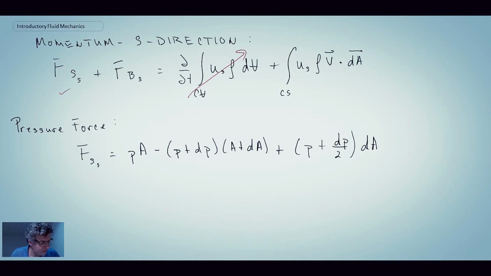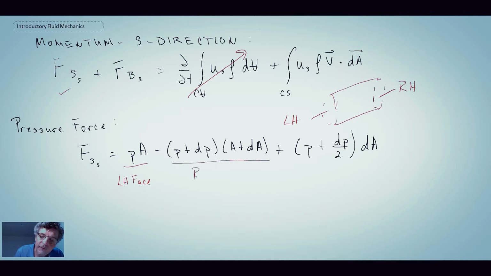Okay, so let's do some explaining here. First of all, the first term here is the left-hand face of our little chunk of fluid. Remember we had a control volume that kind of looked like this. So that is the left-hand face, and then this here is going to be the right-hand face, which is the second term. And then we have this third term.